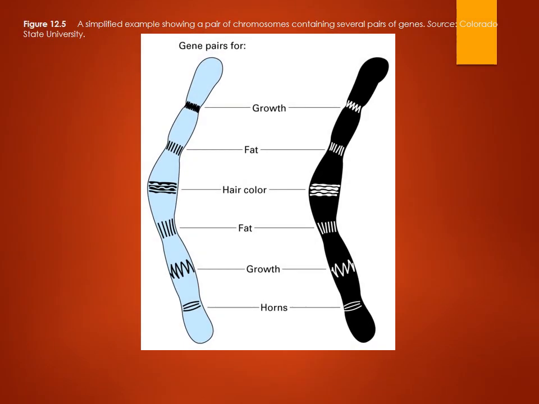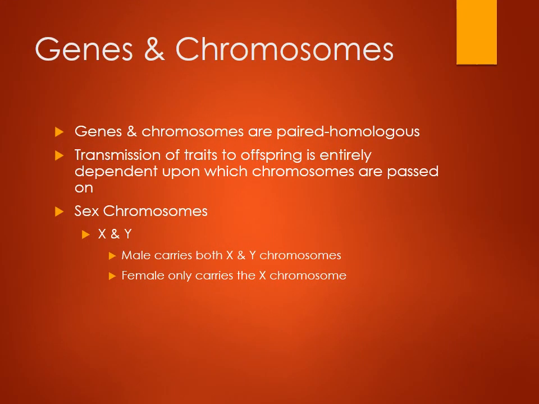So here we have gene pairs, and these chromosomes would be paired up before we split them, and you would have genes, let's say, for growth, fatness, hair color, again fatness on the bottom, growth, and horns. So a couple different things going on, and as fertilization and division occurred, you would have no idea whether you got something beneficial or not, or what hair color you would see. Genes and chromosomes that are paired are homologous. They transmit traits to offspring. Again, it's entirely dependent upon which chromosomes are passed on and what fertilization we have.